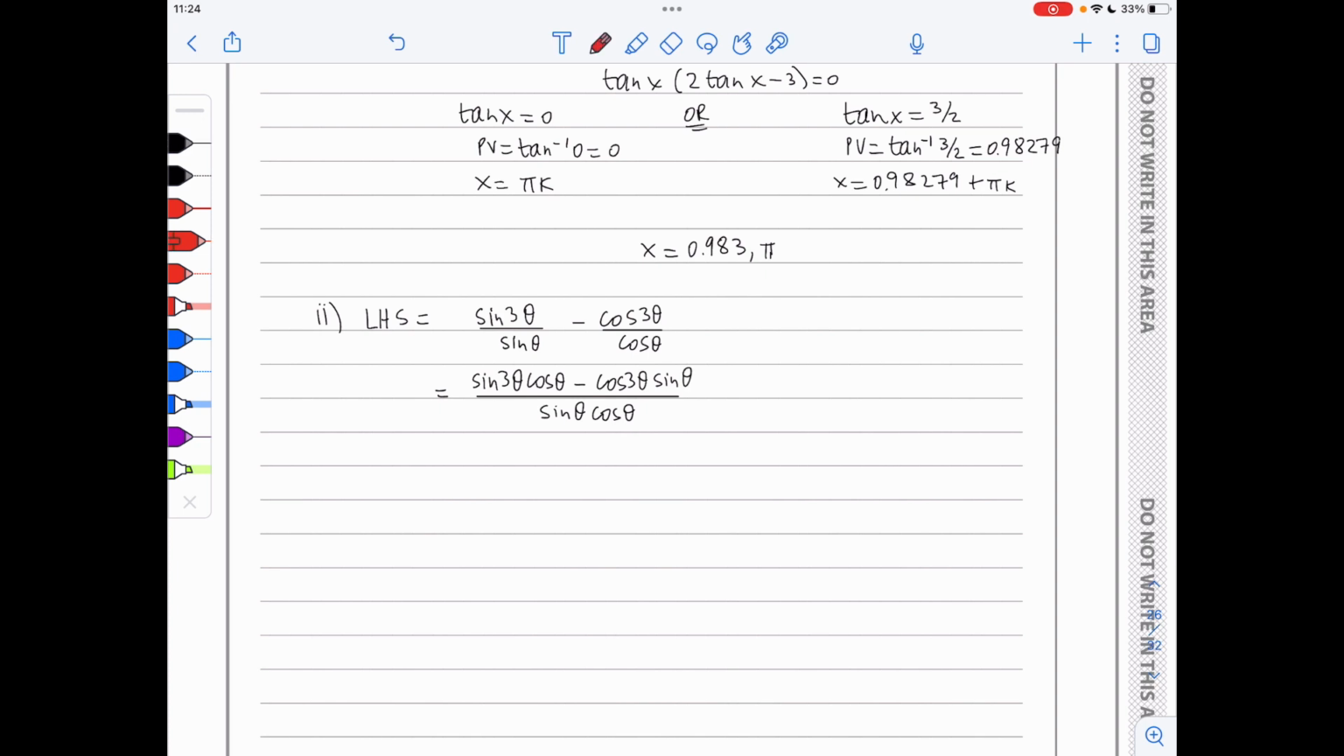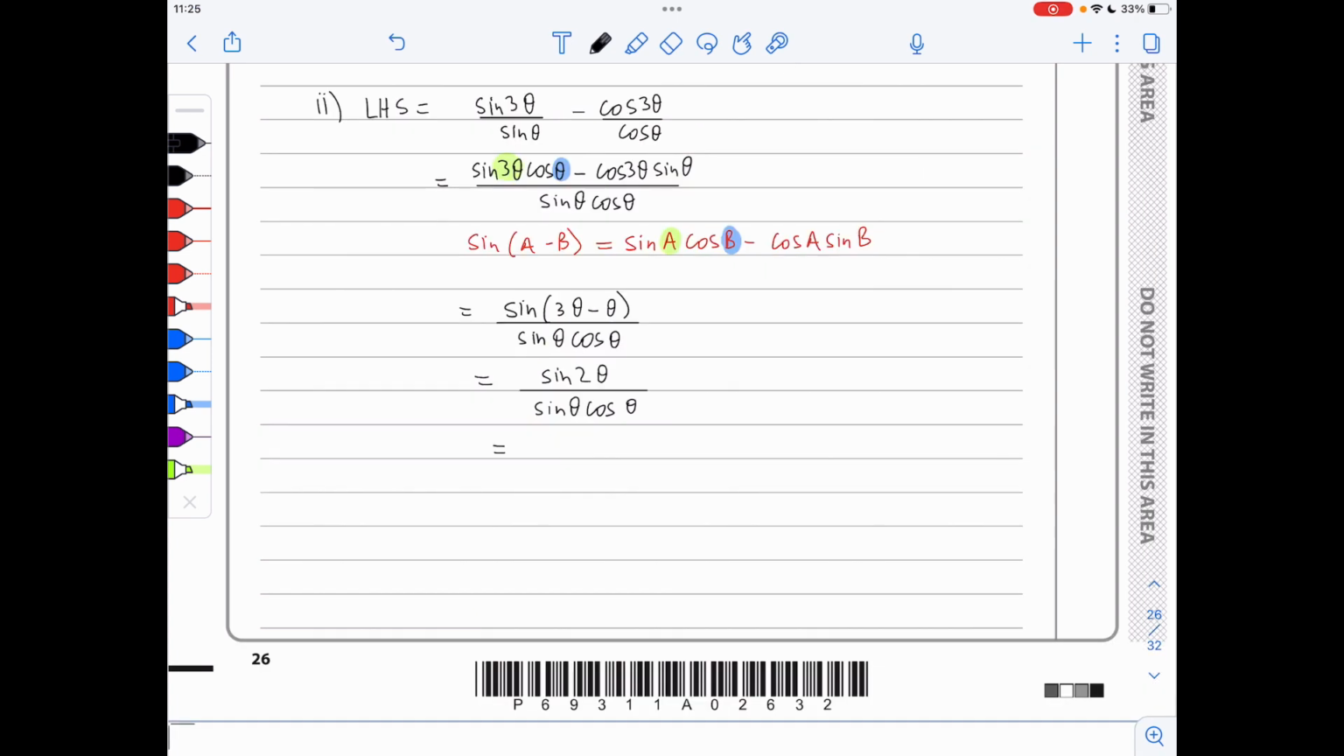Now let's recall that sine of A minus B is equal to sine A cos B minus cos A sine B. So it's easy to see that 3 theta is our A and theta is our B. And therefore, this can be written as sine of 3 theta minus theta over sine theta cos theta. So in the numerator, we've got sine of 2 theta, and in the denominator, we've got sine theta cos theta. Now the double angle for sine 2 theta is giving us 2 sine theta cos theta in the numerator, which will cancel out with sine theta cos theta in the denominator, and therefore I'm left with 2, which is the right hand side as required.